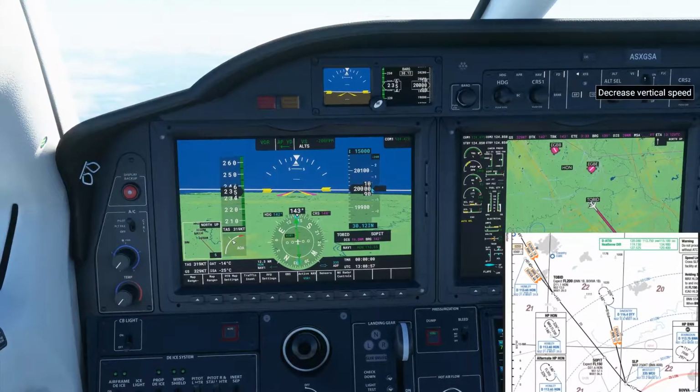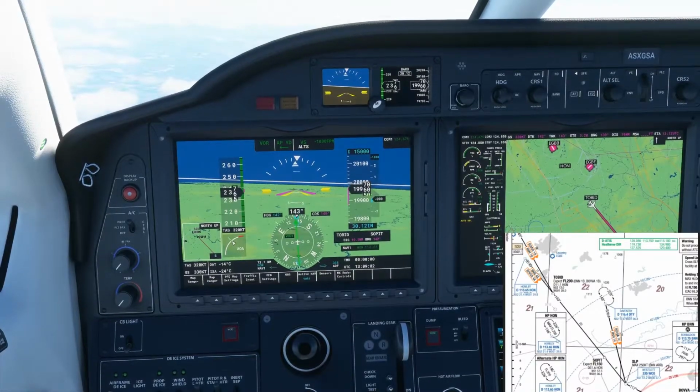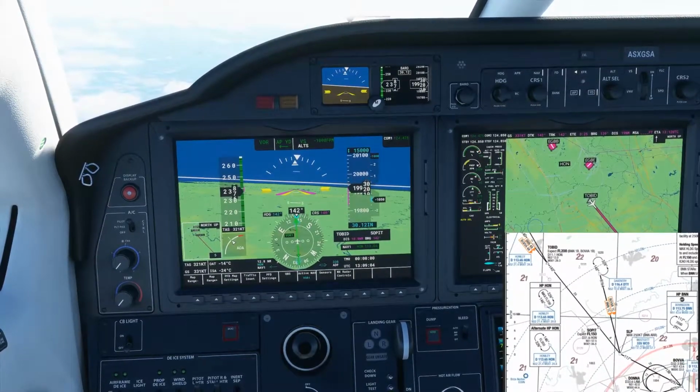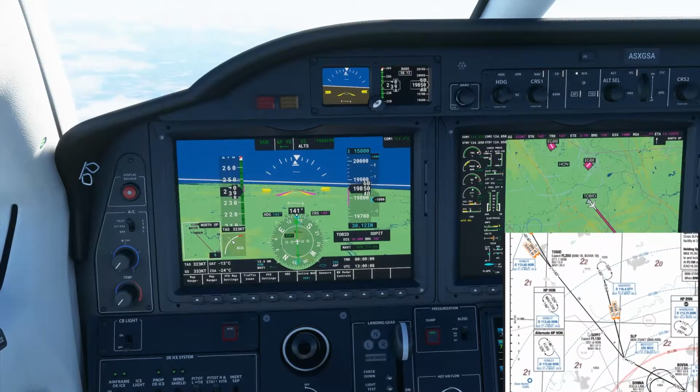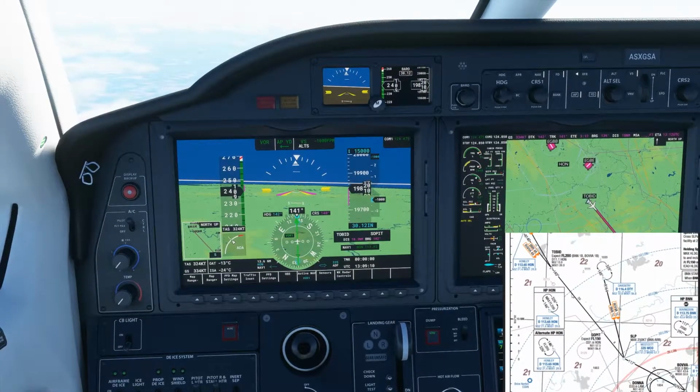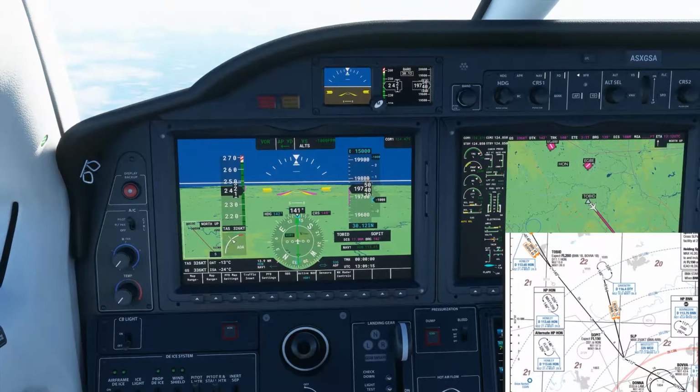Let's use vertical speed, and we'll go down to a vertical speed of 1,000 feet per minute. So that would be expecting to be at flight level 150 by Soppit. Soppit is 20 miles away from Tobit, so this leg here is 20 miles.